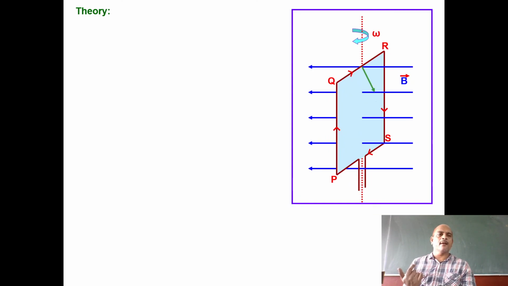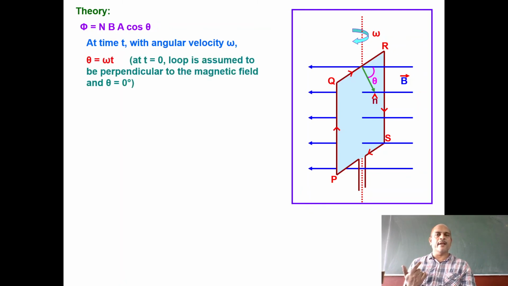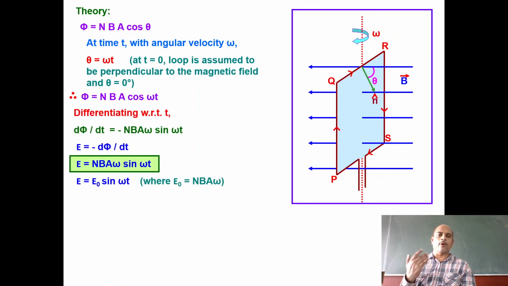What is the theory behind it? So there is a magnetic field, a coil, angular rotation. Flux phi equals B dS cos theta, that is NBA cos theta. Theta we can write as omega t, so omega equals theta upon t, so theta equals omega t. So phi equals NBA cos omega t. According to Faraday's law of EMI, E equals minus d phi upon dt. After differentiation, NBA will be outside. The derivative of cos omega t is minus sin omega t into omega. So NBA omega will be a constant.